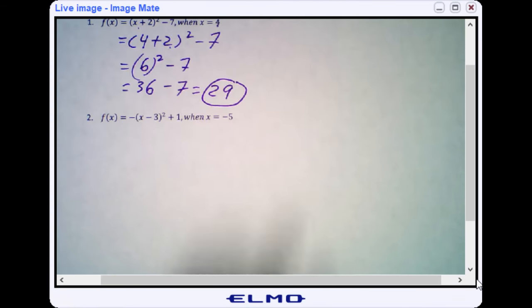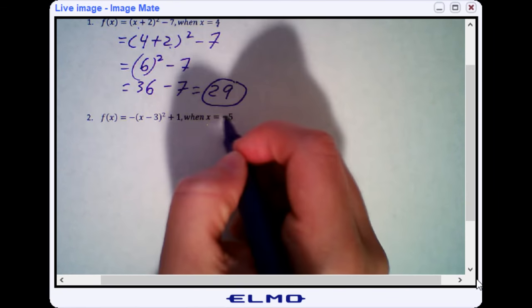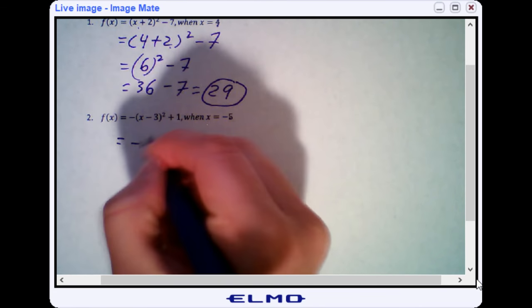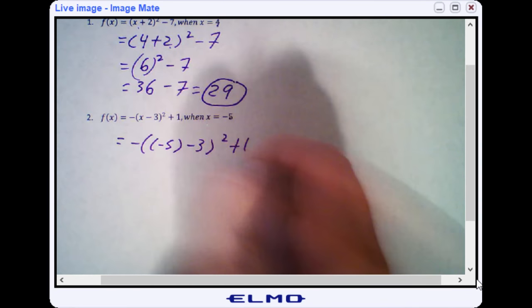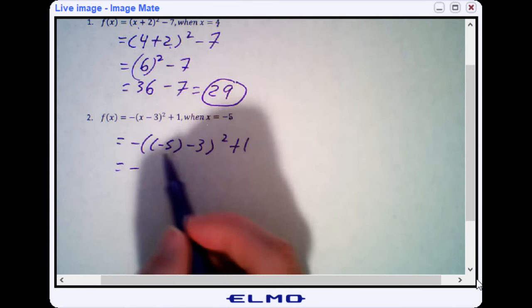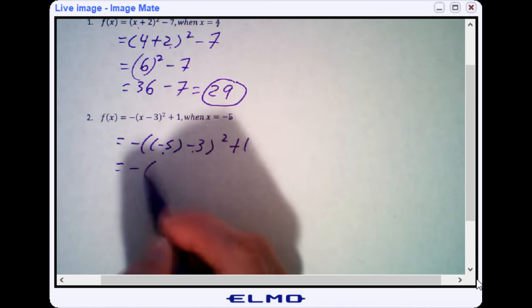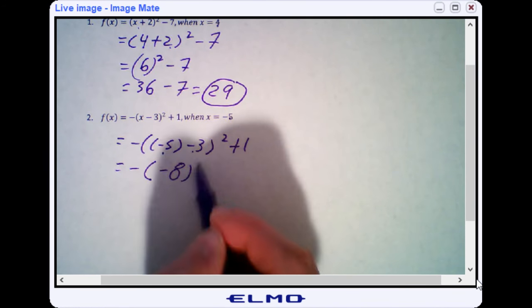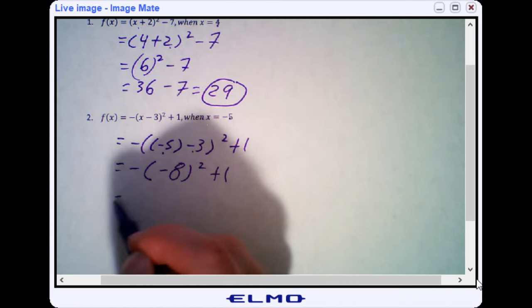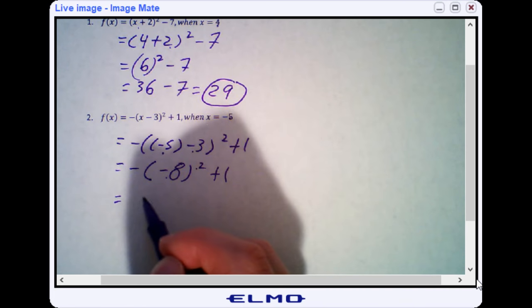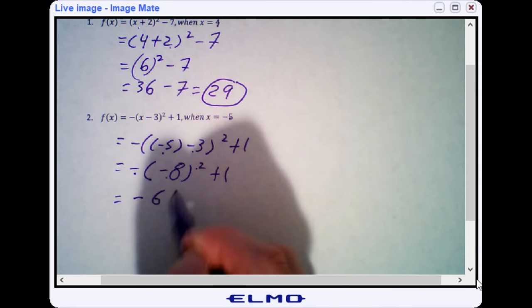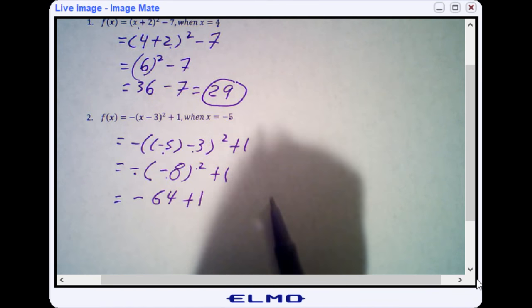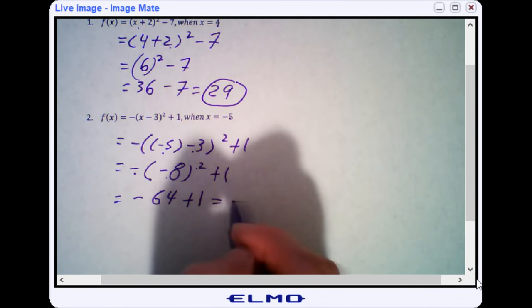For number 2, x is negative 5. So I'm going to take that and plug it in. Do a little bit of math. So I got negative 5 minus 3, which is negative 8. Negative 8 squared is positive 64, but because I have a negative on the outside, I'm going to keep that there. And then we're going to get negative 63.